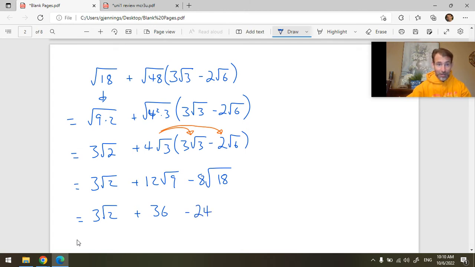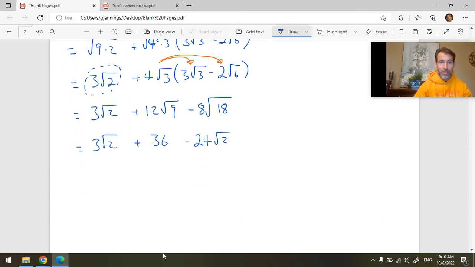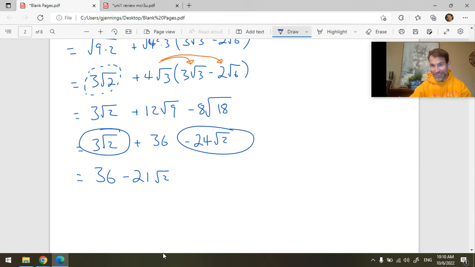Okay, I'm using this here. That's the square root of 18. Okay, 24 root 2. So now we get this is equal to 36 minus 21 root 2. Where did I get the 21? I have 3 root 2's. I took away 24 of them, and it left me with 21 of them, but they were negative.